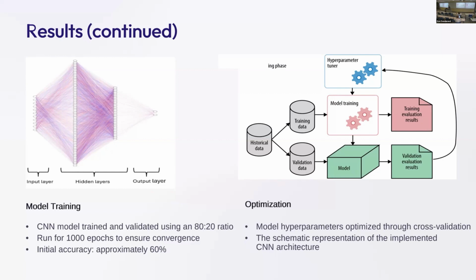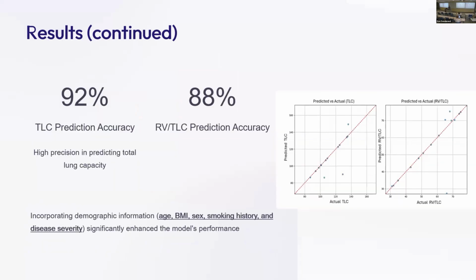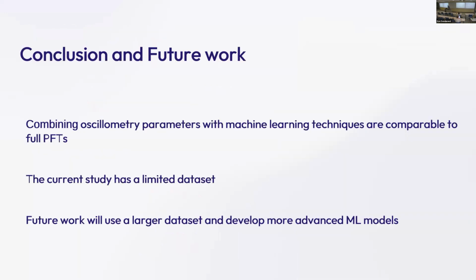In predicting TLC and RV-TLC, we incorporated other demographic data of the patient, like age, BMI, sex, and smoking history, and the severity of the disease, which is GOLD 1 and GOLD 4. What we saw was that the accuracy in predicting TLC increased to 92%, and RV-TLC to 88%.